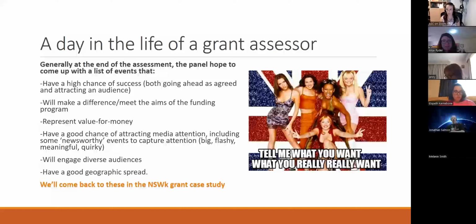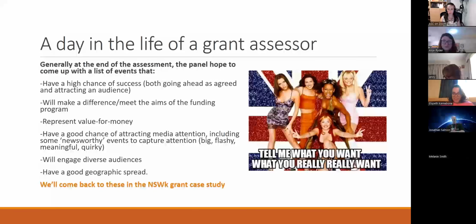You know, generally grant programs exist to try to make the world a better place in some way or another, whether that's to encourage young people to engage with science, or whether that's to encourage tourists to come to the Northern Territory and see what a wonderful place it is. So we want events that we think will actually make a difference in the world and make the world a bit of a better place and meet the aims of the funding program.